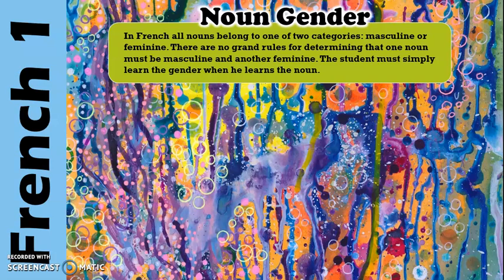In French, all nouns belong to one of two categories, masculine or feminine. Now, there are no grand rules for determining that one noun must be masculine and another feminine. The student must simply learn the gender when he or she learns the noun. So think of it as two categories of nouns that are called masculine and feminine. All right.